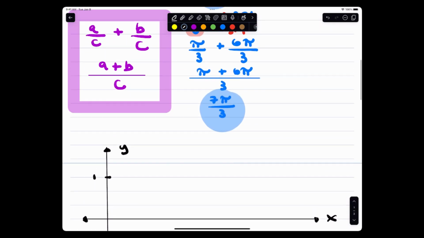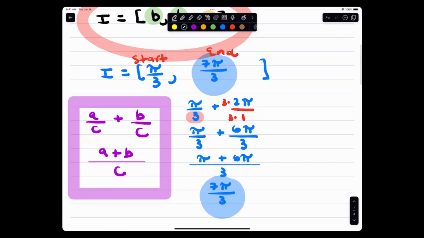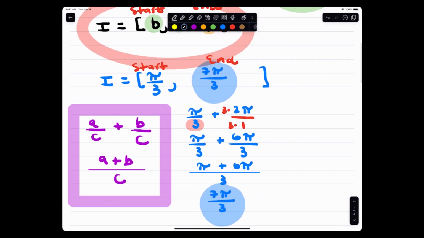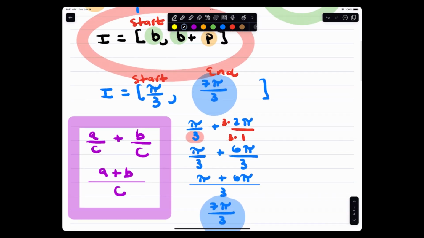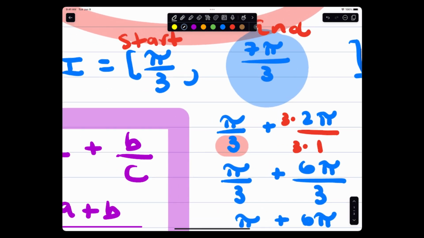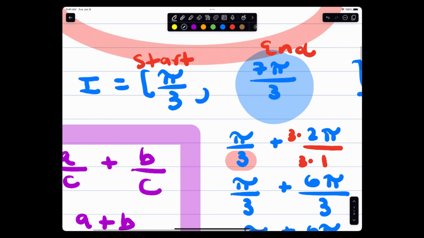And where do you guys start again? We start where? Pi over 3. And where do we end? 7 pi over 3. So that's a positive number. So now this is the phase shift, ladies and gentlemen. You start at pi over 3 and then you end where? Okay, that's the significance of getting that interval of 1 cycle. This is why you guys do it.